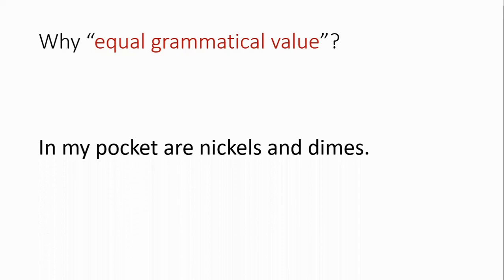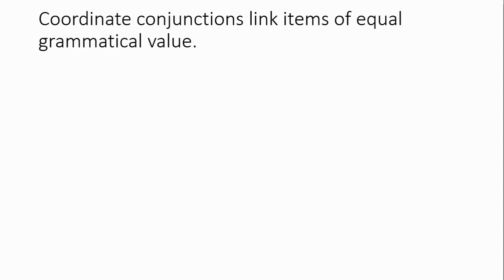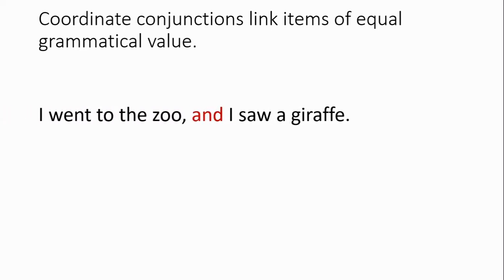Well, I could say, in my pocket are nickels and dimes. The and is linking the 2 words, nickels and dimes, but they're not of equal monetary value, are they? But they are of equal grammatical value in as much as they are items in my pocket. So again, coordinate conjunctions link items of equal grammatical value. If I said to you, I went to the zoo and I saw a giraffe, and is one of the fanboys, so that would mean that these 2 clauses are of equal grammatical value. That's right. Going to the zoo and seeing a giraffe are of equal grammatical value. One's not important to the other.